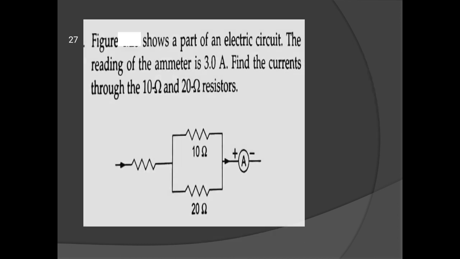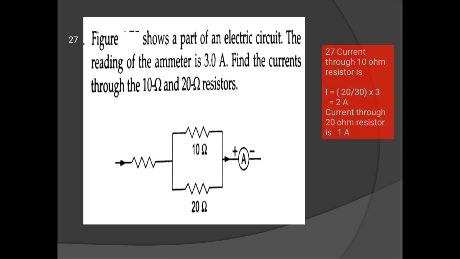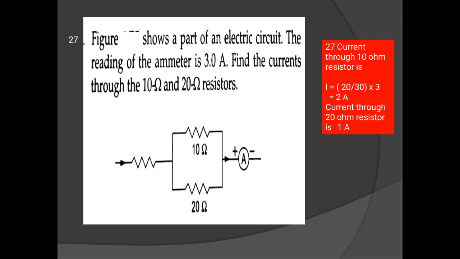Question number 27. Figure shows a part of an electric circuit. The reading of the ammeter is 3 ampere. Find the current through the 10 ohm and 20 ohm resistor. So here current through 10 ohm resistor is 2 ampere and current through 20 ohm resistor is 1 ampere. It is based on division of currents in a parallel circuit for two resistors connected in parallel. Thank you very much.